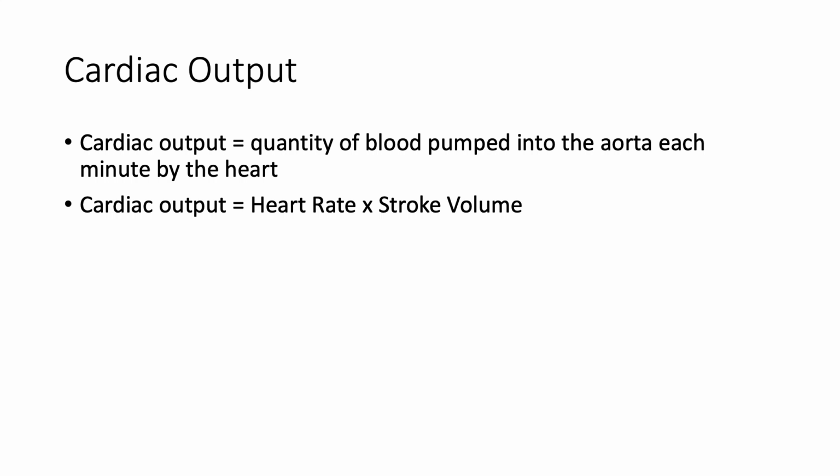And the first thing we need to do is define cardiac output. So cardiac output is the amount of blood that is pumped into the aorta each minute by the heart. And you can calculate it by taking the heart rate and multiplying that by the stroke volume.